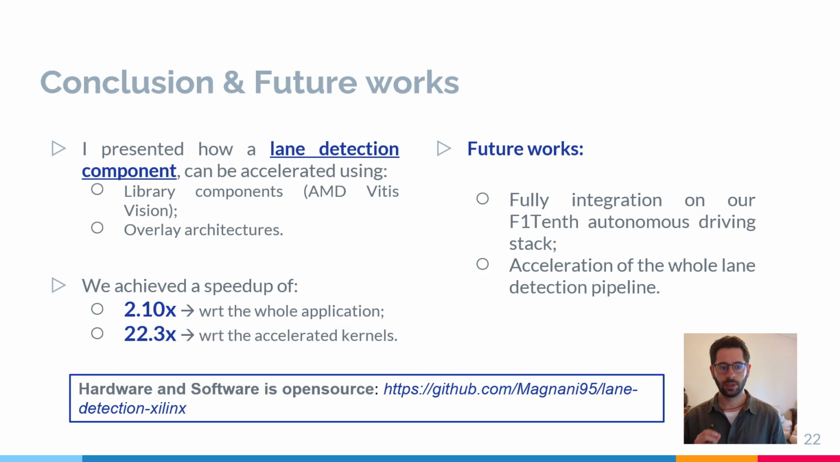To conclude the talk, I presented how a lane detection system, a component of a more complex perception system for autonomous cars, can be accelerated on an FPGA-based heterogeneous system. We evaluated different architectural templates and library components, and we achieved 2.10 times speed up considering the whole lane detection pipeline using HLS accelerators, and 22 times on average if we consider only the accelerated kernels.